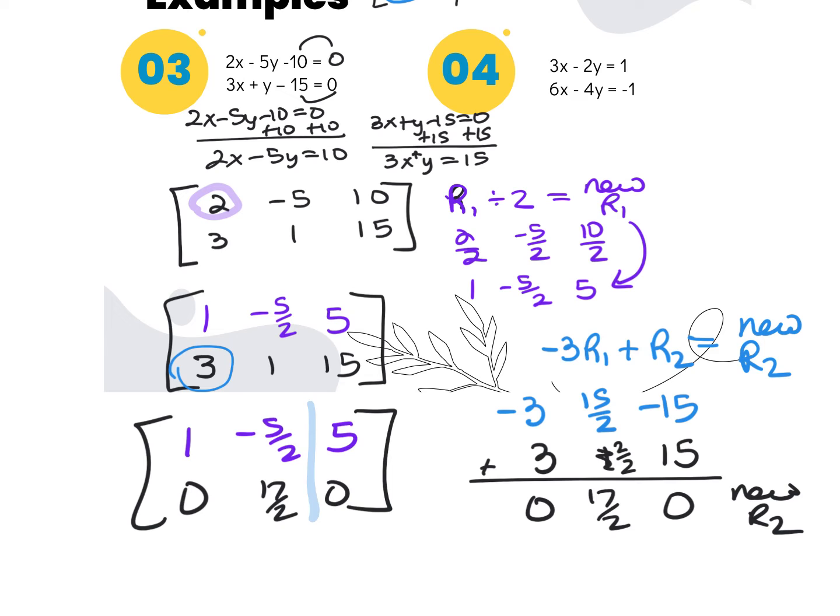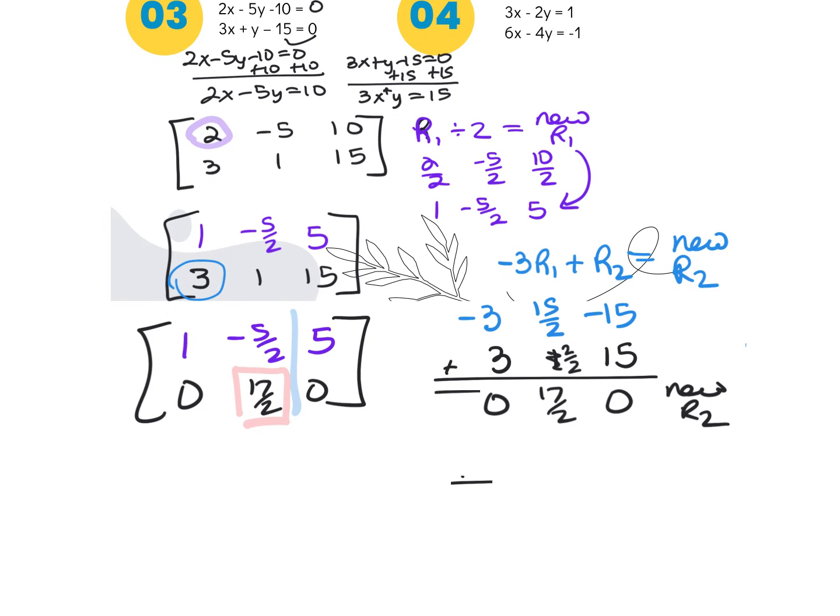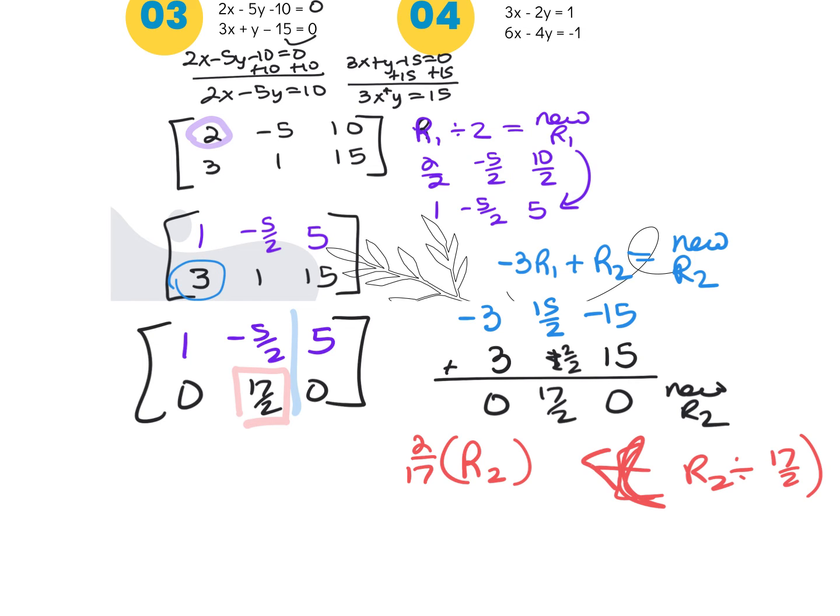Next thing I'm going to do is go over to the next column. I need to work on getting this 17 halves and make it become a 1. And in order to do that, we're dividing it. And remember, when you divide fractions, it's really like multiplying by the reciprocal. So I'm going to take row 2 and multiply it by the reciprocal of 17 over 2. Because again, remember, it's the same thing as saying row 2 divided by 17 over 2. This is the same thing.